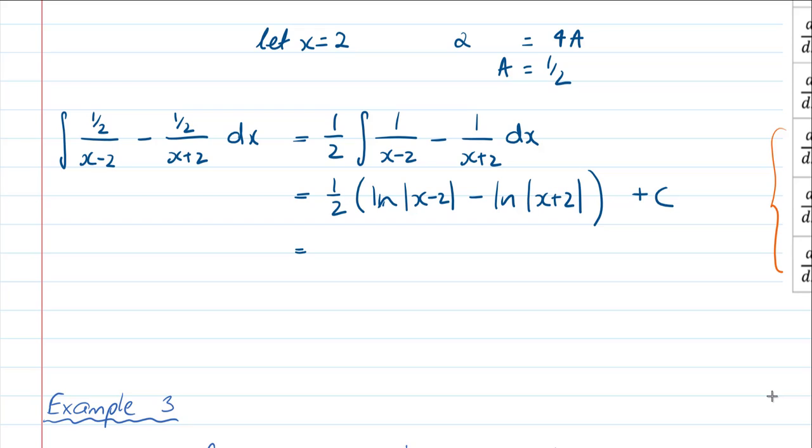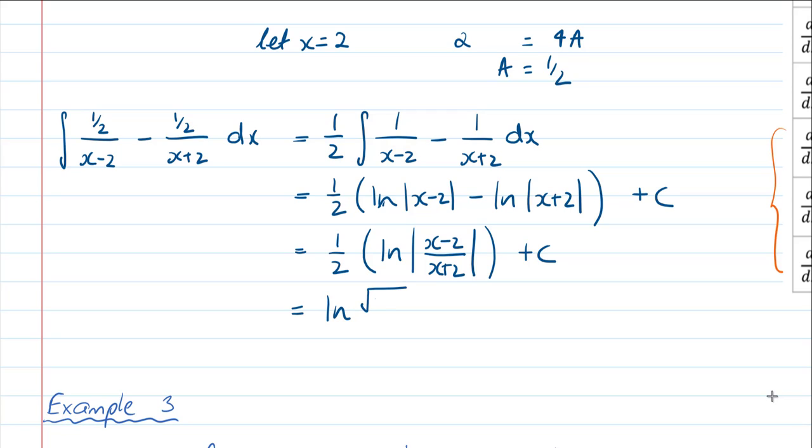And I want to write this as a single log. A half, this becomes log x minus 2 over x plus 2 because of the subtraction there in our log laws. And it doesn't simplify nicely, but a single log here will be log of the square root of x minus 2 over x plus 2, or let's just do power of a half. Shame it's not squared, because then we can get rid of the absolute values, plus c.